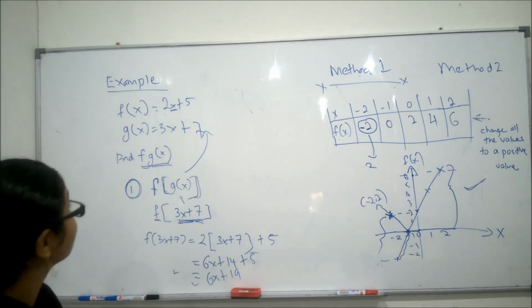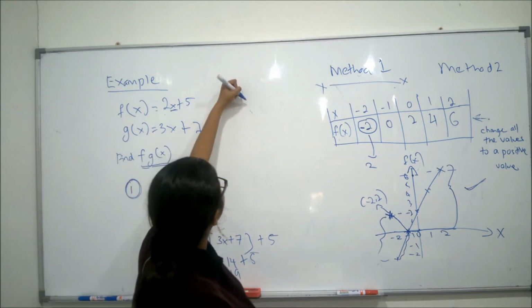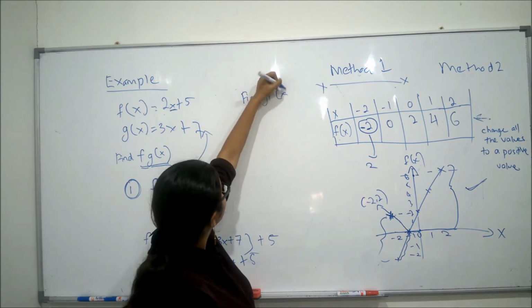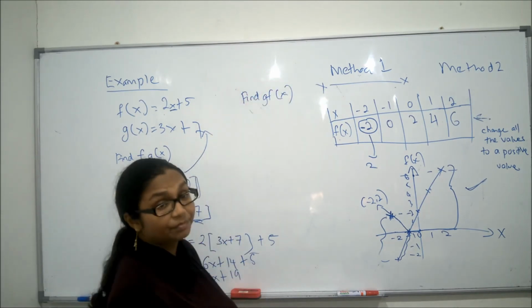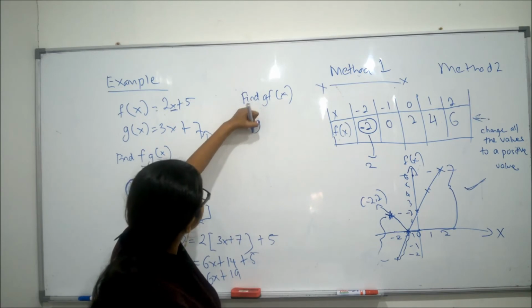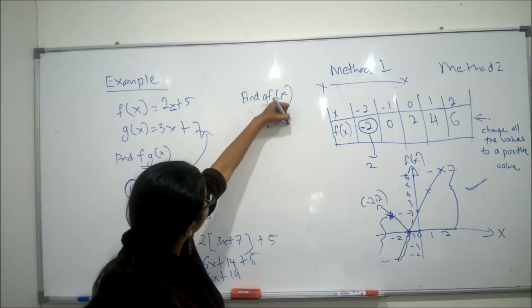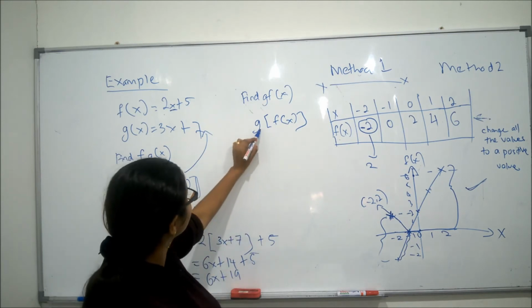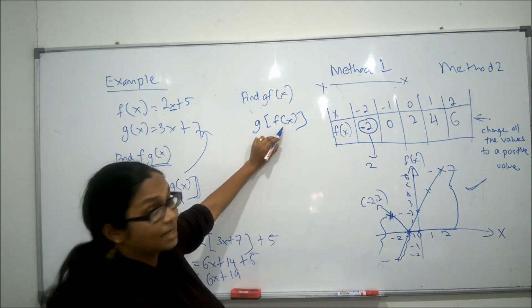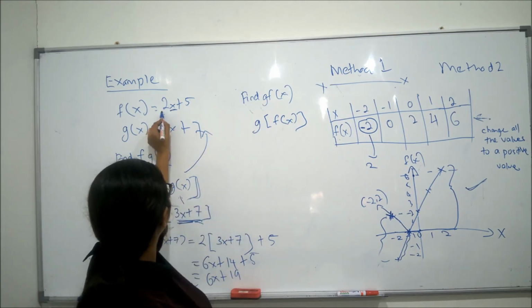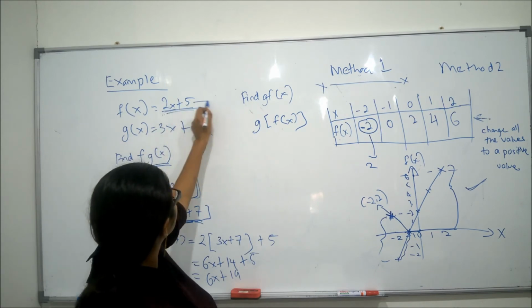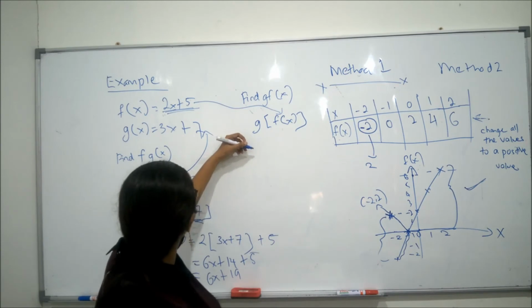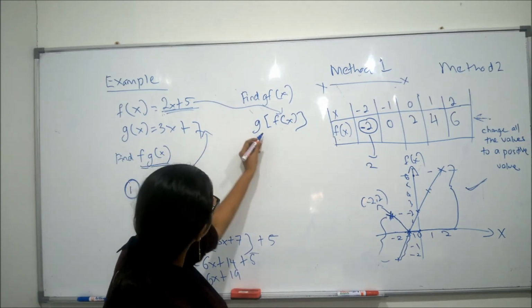Easy, right? One more example. Find gf(x), continuation from this question. First step again: g, place a square bracket. So, for all that you know right now, the function of g has an x value of 2x plus 5. Rewrite it back again. Now, this is function g(x).